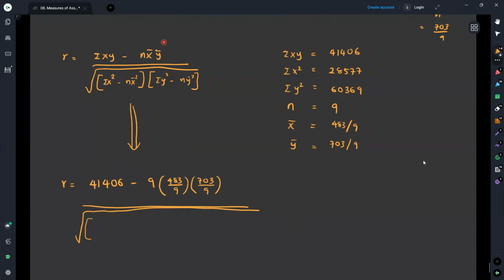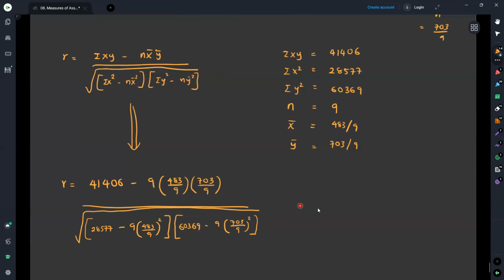If you are writing down the values accordingly, summation of x squared, we can have the value as 28,577 minus n x bar squared, where the value of n is 9, and x bar is 483 over 9, and its square term has to be considered, inside the first bracket. Then inside the second bracket, we get the value for summation of y squared, which is 60,369, then minus n y bar squared, where n is 9. Then y bar is 703 over 9, and we have to consider its square term, since there is a square term in the equation as well.